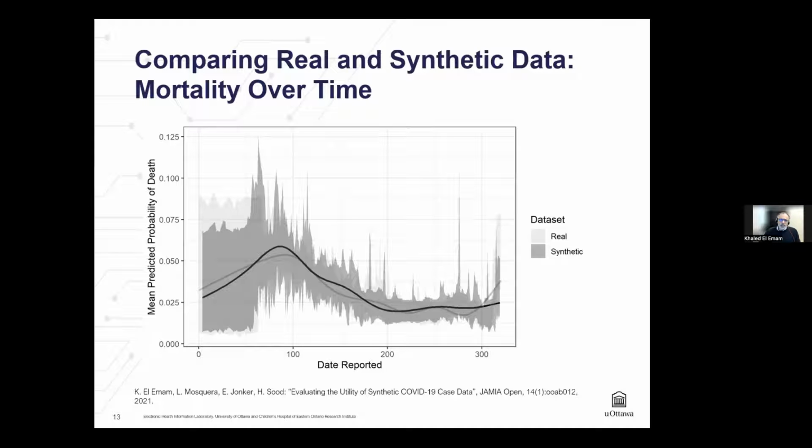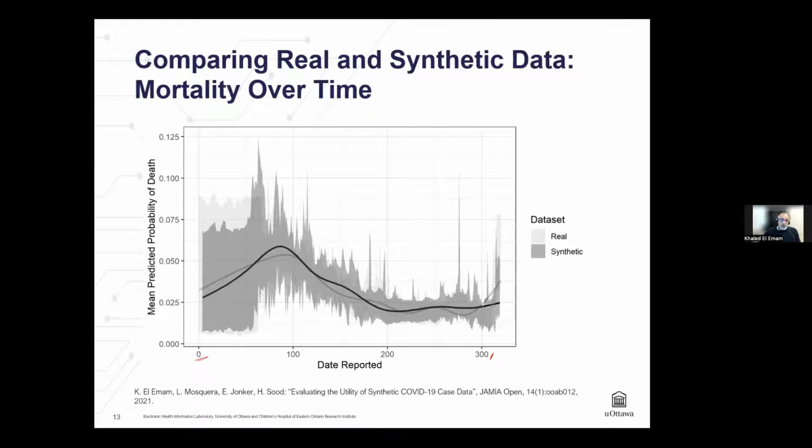So this is one study we did during COVID, and we looked at the Public Health Agency COVID positive results. This is only for Ontario. Time 0 is the 1st of January 2020, and this was around the end of November, the first 300 days of the COVID-19 pandemic. And here we built a machine learning model to try to predict mortality.